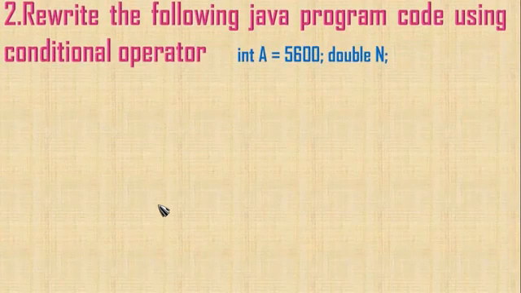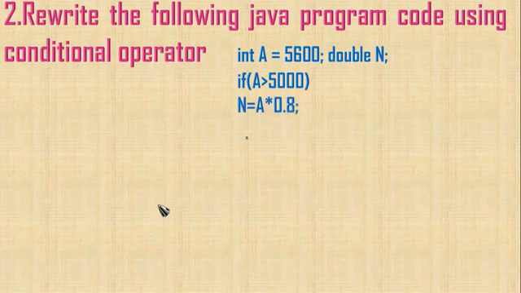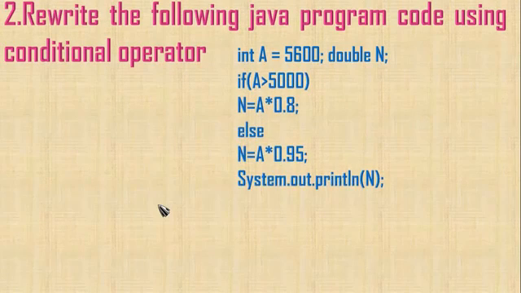Next question. Rewrite the following Java program code using conditional operator. Conditional operator is the question mark. It is also called ternary operator. Here A is initialized and N is declared. The condition given here is when A is greater than 5000, it calculates value of N, that is A into 0.8. Else, if it is false, N again gets calculated as A into 0.95. So it is printing N.